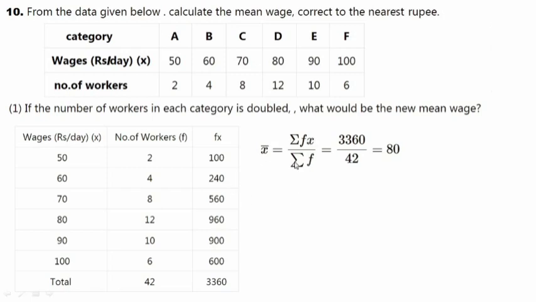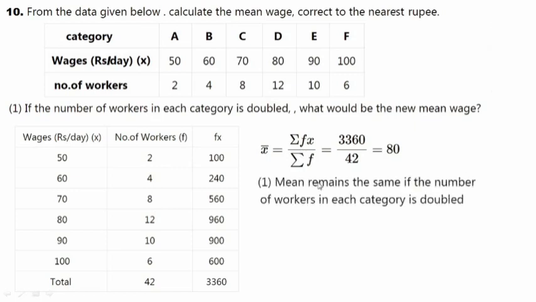Okay, so we have the first sub question, which says if the number of workers is doubled in each category, what would be the new mean wage? That means you are changing the number of workers, means you are changing f. But I told you, if f is changed, there will be no change in the mean, right? So the mean remains the same if the number of workers in each category is doubled. So the new mean wage will still be 80. Okay, so this is my first answer.